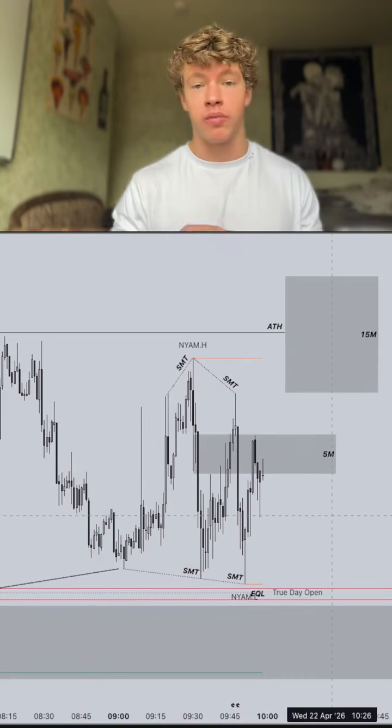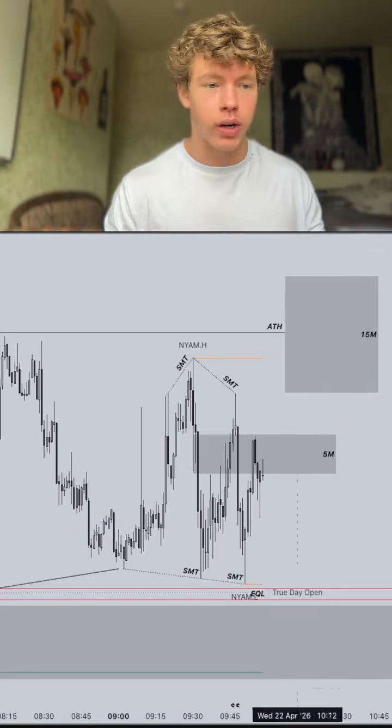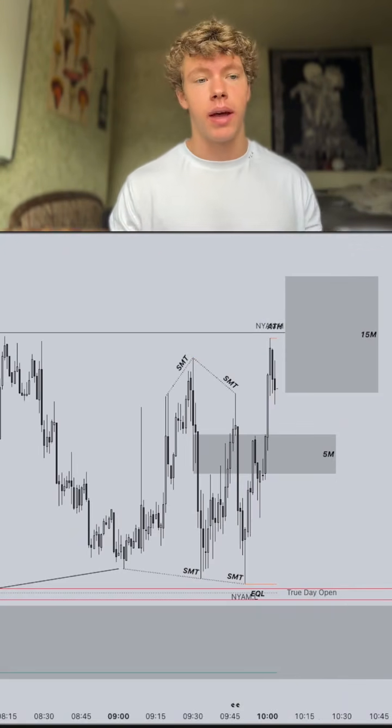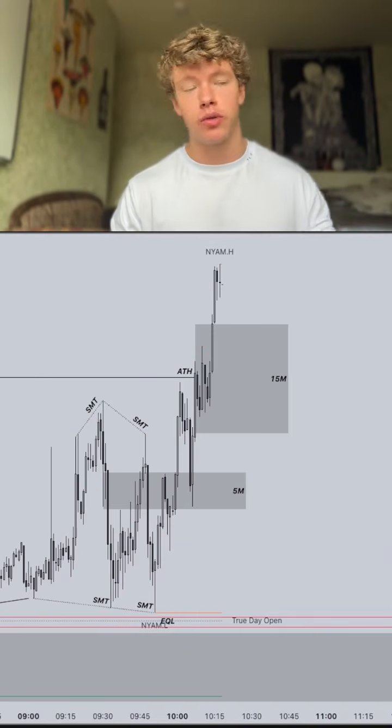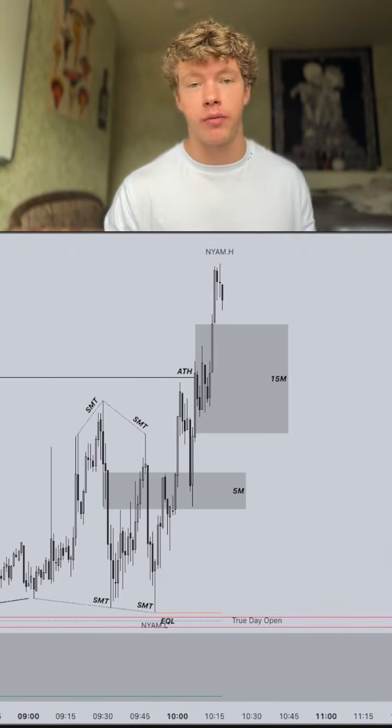I want to see some sort of manipulation to look for the opposing draw on liquidity. We never ended up getting that. Therefore, I did not end up taking any positions within this price action. And as you can see, we do end up taking all-time highs. So the draw on liquidity was correct, just unfortunately no high time frame manipulation lower.